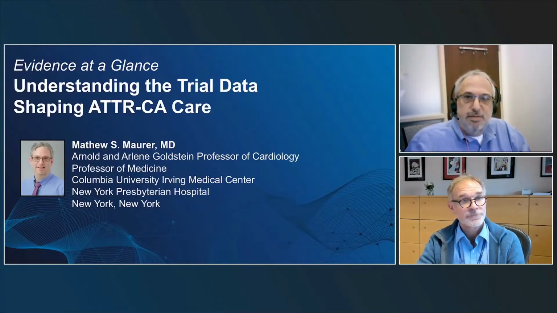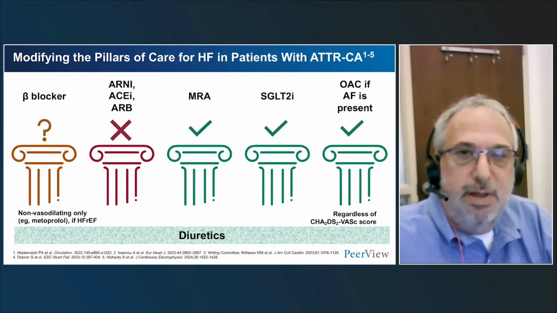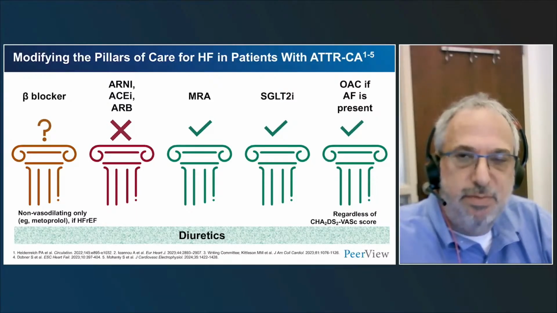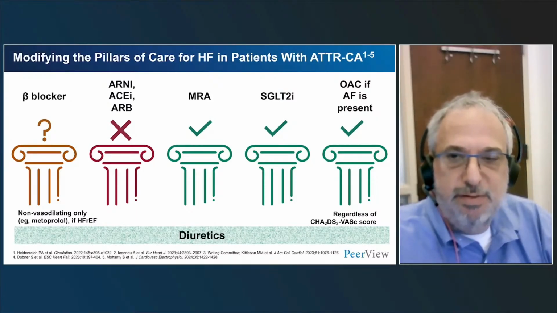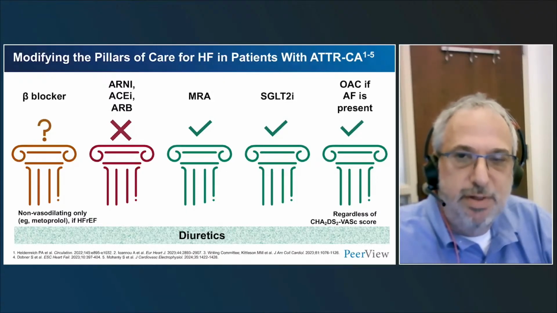Thanks, Julian. That was outstanding as usual. So let's just touch base a little bit about pillars of care for heart failure in general and how they apply to patients with cardiac amyloid. All the way to the right is the important point that atrial fibrillation is quite prevalent in patients with cardiac amyloidosis, and they get anticoagulated regardless of their CHA2DS2-VASc score.